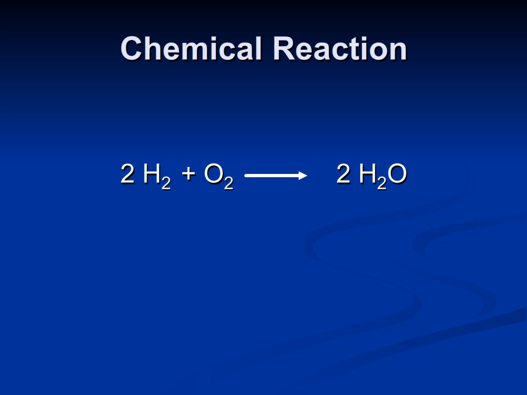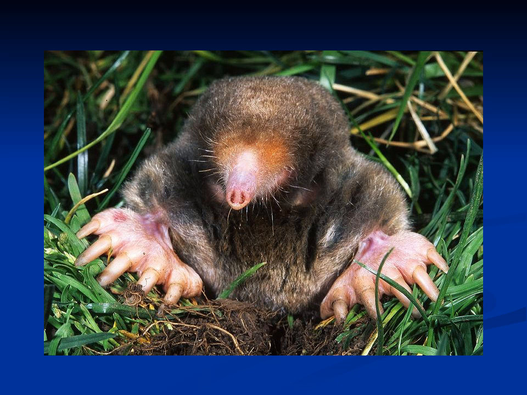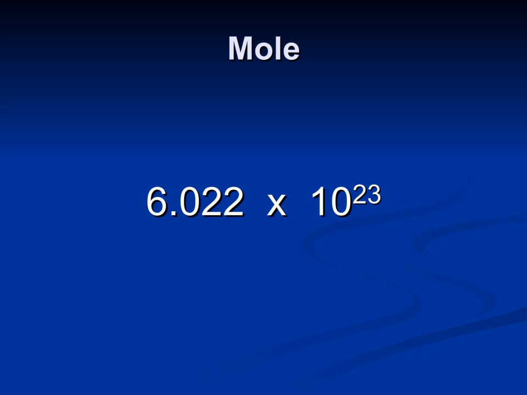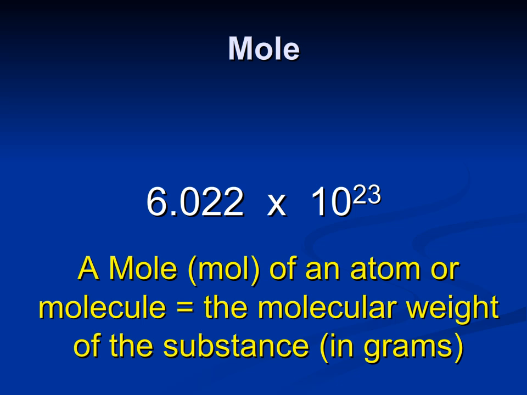Well, in a lab, we use moles. No, not those kind of moles. This kind of mole. 6.022 times 10 to the 23rd. That number is a mole. That is a really big number, right? Why is this number special? Well, if you weigh out the molecular weight of an atom or molecule in grams, you will have 1 mole of that substance. Need an example?